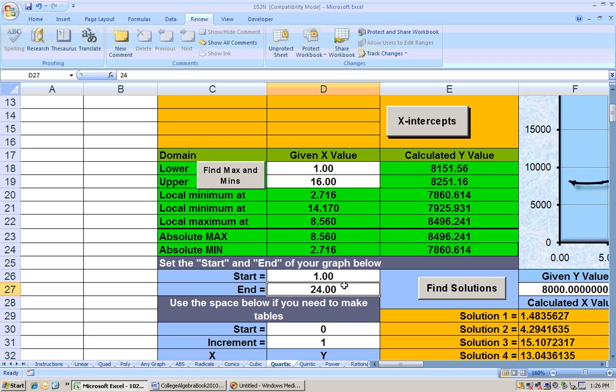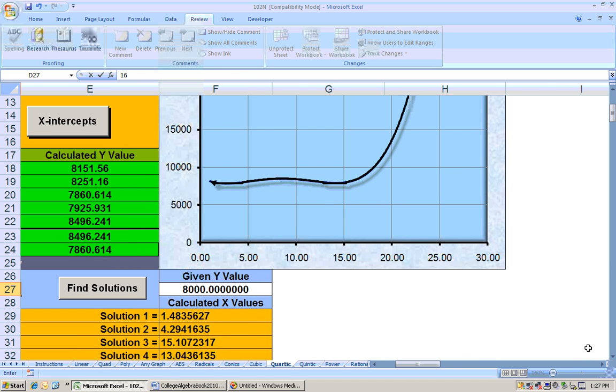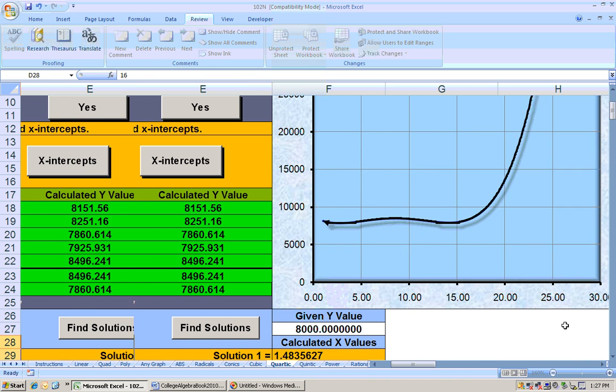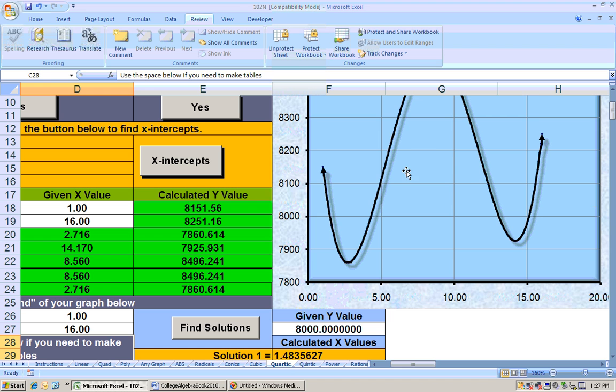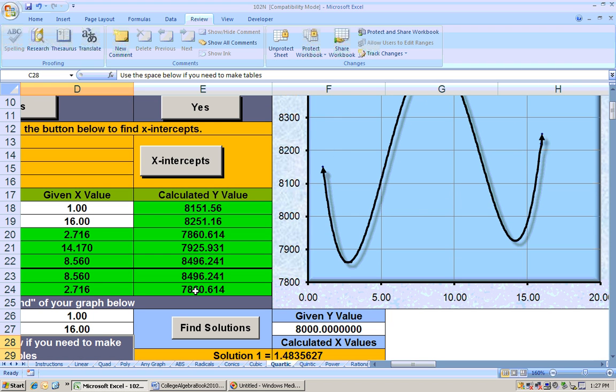And let me confirm that here by typing in 16. Let me scroll over so you can see what happens to the graph when I hit enter. So now we're looking at this section of the graph, and if you look, the maximum did occur right here, around year 9 point something, and it's around 8,500. And here it is, exactly 8.56, and it's 8,496.